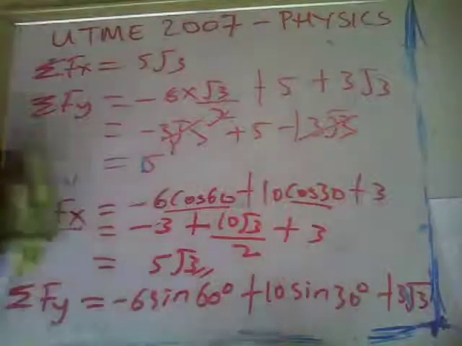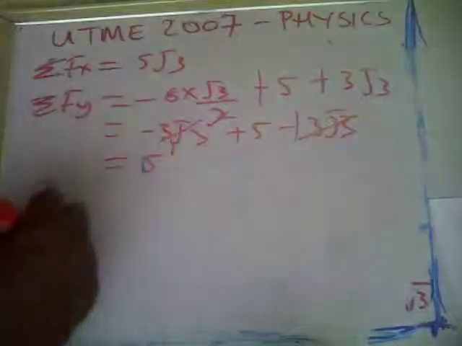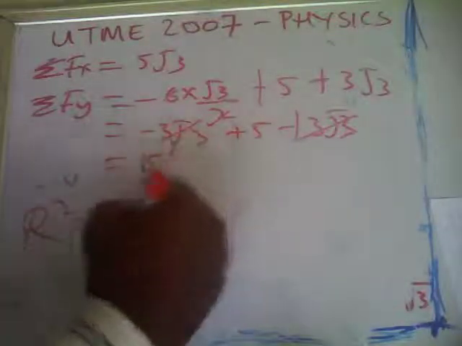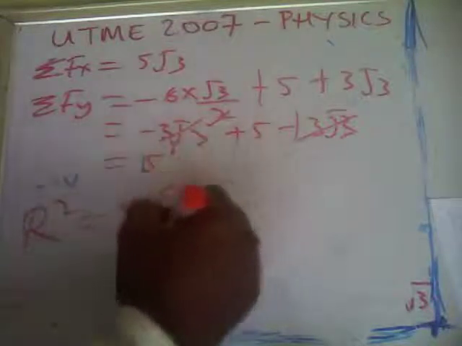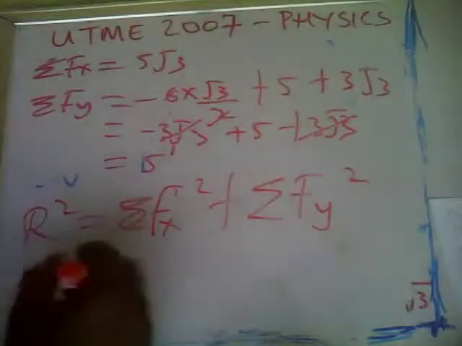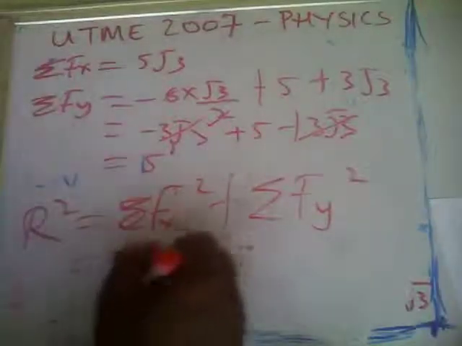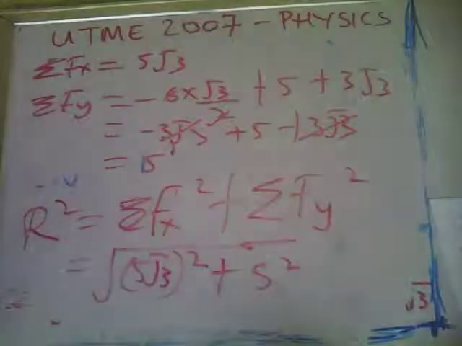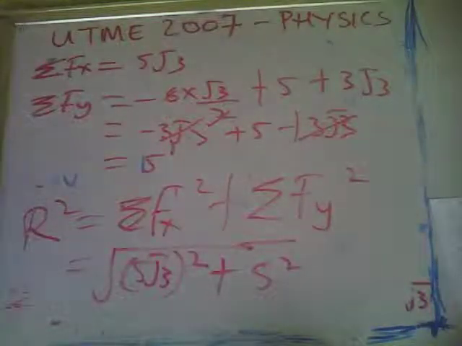So the resultant now is going to be a square root. R squared is equal to the summation of Fx squared plus the summation of Fy squared. That is the resultant. So it's going to be the square root of Fx, which is 5 root 3, squared, plus 5 squared. Please, are we together?